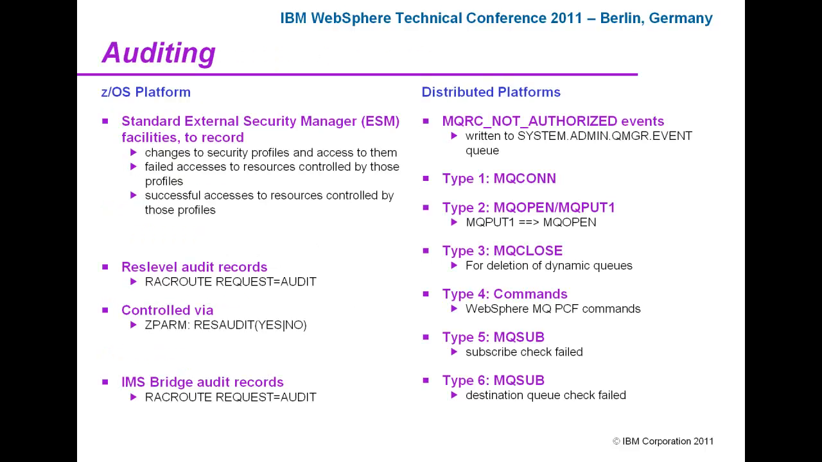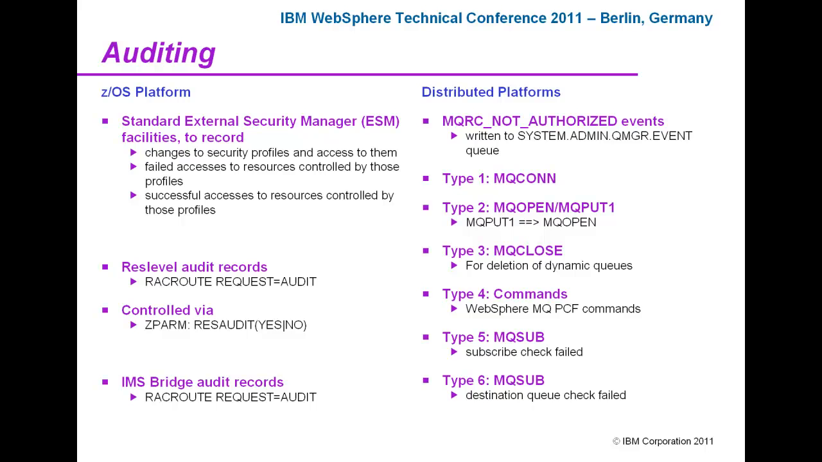Auditing. Now again, on the z/OS platform, we're very lucky. We have an external security manager there. That external security manager manages the profiles for us, and you can configure your favorite external security manager to report failed accesses, for example. When somebody tries to access a resource and they're not granted authority, you can have an audit trail for that. If you wish, you can have an audit trail of successful accesses to your profiles as well. That may be a rather larger audit trail.